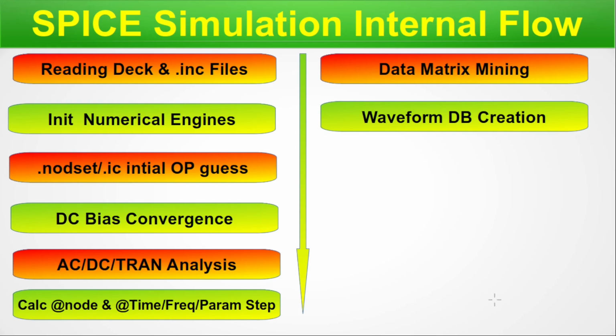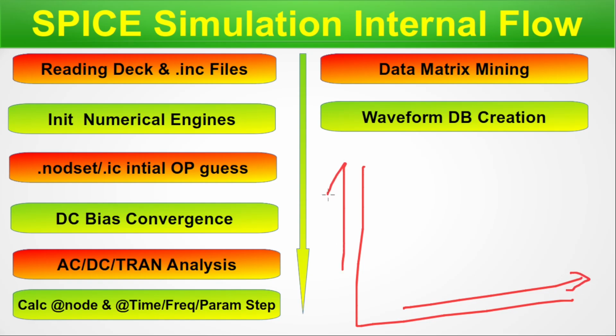Next step is the waveform DB creation. Once the simulation has started, right, the data mining has started, the visual output, that is the data that goes to the output nodes of the circuit, will be stored as the waveform database. Now, a waveform database is nothing but a database which contains the voltages, currents, etc. with respect to time. That means time is on the x-axis. So this is an xy axis. In this axis, there will be time. In this axis, there will be current and voltages. All those things will be stored in the waveform DB.